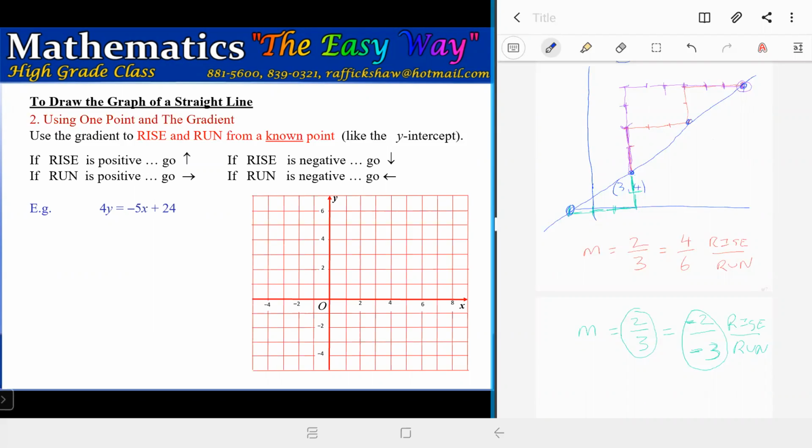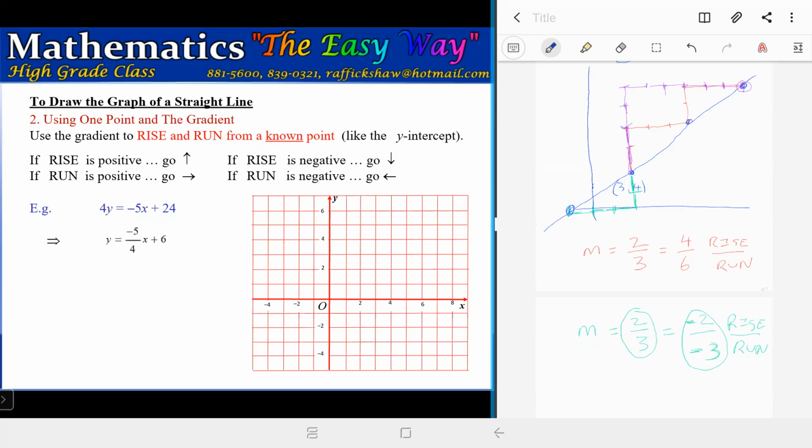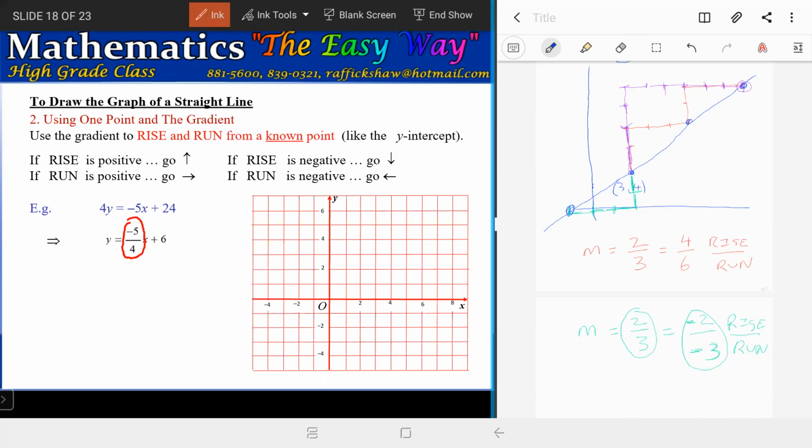Now, to get the y-axis intercept, I need to get rid of the 4. So I'm going to divide 2 by 4. If I divide 2 by 4, I get that. What does that mean? It means that this is my gradient, meaning rise negative 5, run 4. But it also means that this 6 means I know a point 0, 6 is on the line. That's my y-axis intercept. From the point 0, 6, I can rise negative 5, go down 5, and run 4, and get to another point and draw that line like that. Simple as that.